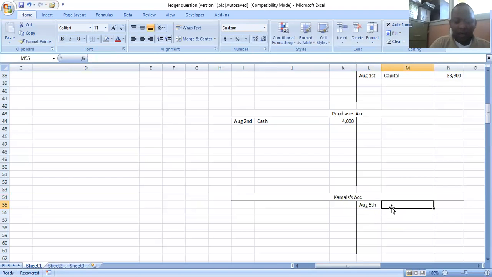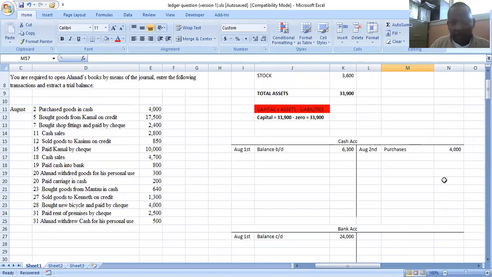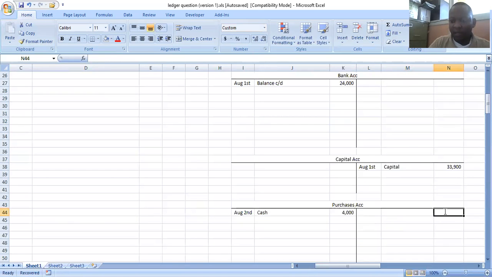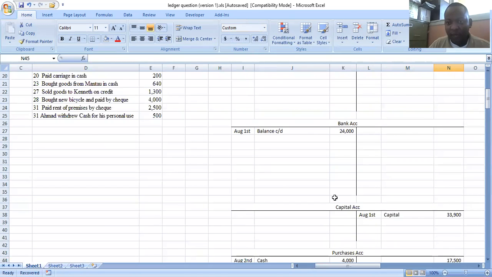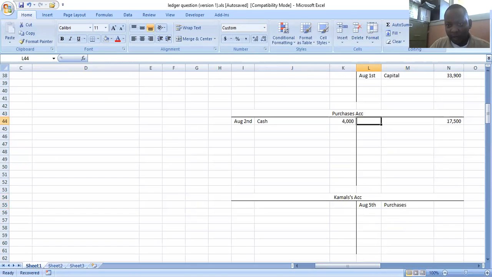And this is by, we credit this by purchases. The amount is 17,500. And then debit purchases account, I made a mistake. This should come here. And then debit purchases, that is August 5th. August 5th, debit purchases, the amount is 17,500.